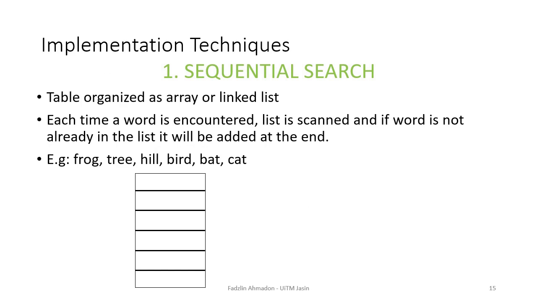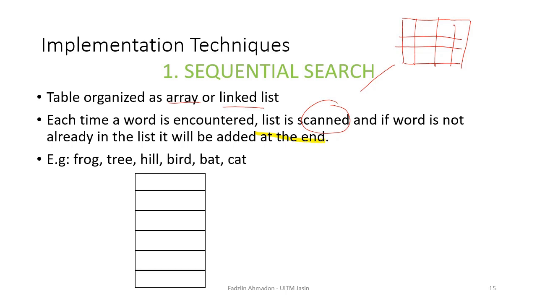Okay, but before that, when we talk about tables, you need to remember that tables are not necessarily looking like this. So array or linked list can also be considered as tables. And the first technique that we are discussing, called sequential search, the form is a table that is organized as array or linked list. So each time a word is encountered, the list will be scanned, and if the word is not already in the list, it will be added at the end.